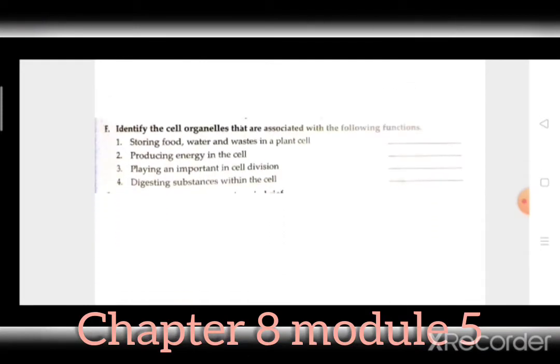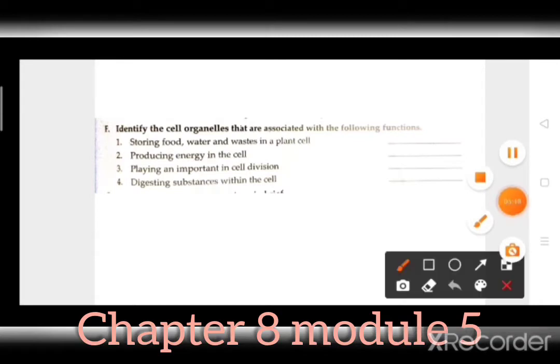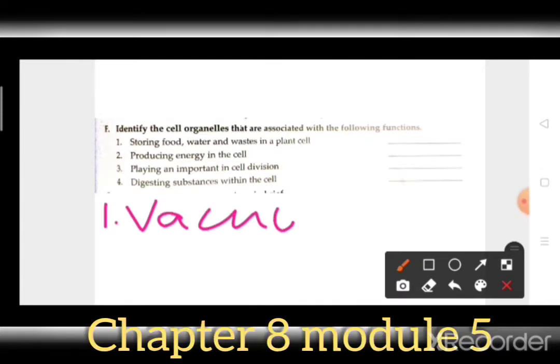Next, F exercise. Storing food, water and waste in a plant cell, we have to tell the cell organelle. So it is vacuole. Next is producing energy in the cell. This is mitochondria. Mitochondria is powerhouse of cell.